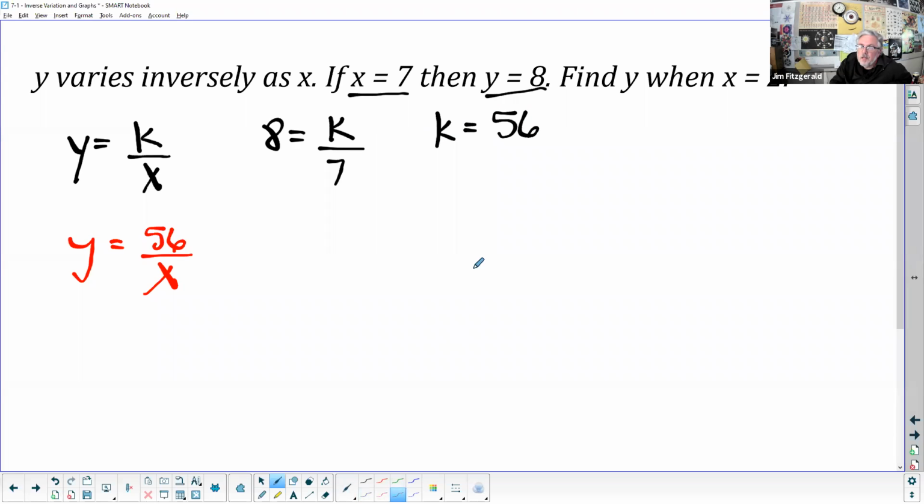And then the last thing they asked me is, well, what about y? When x is 2, what is y equal to? So I just plug that in. 56 divided by 2, I know that y's got to be 28. Okay, so when x is 2, y is 28.